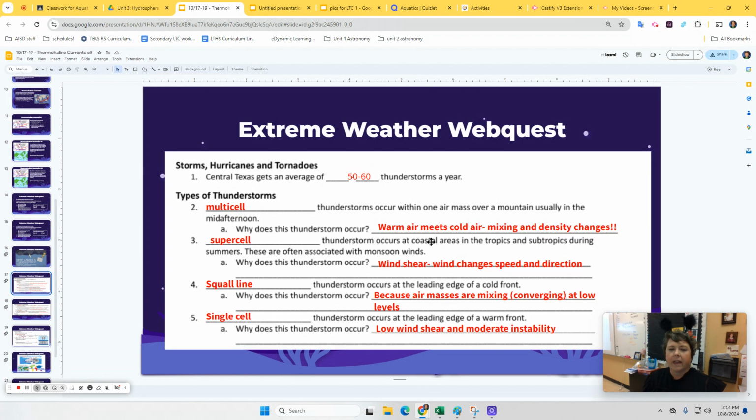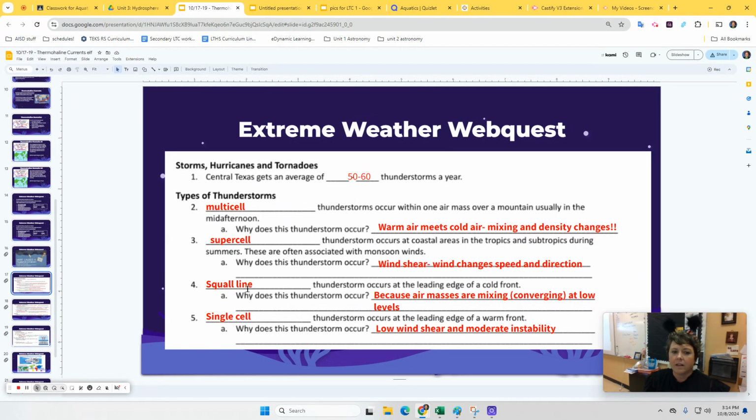Supercells, they occur at coastal areas in the tropics and subtropics, monsoon winds, and these thunderstorms occur because of wind shear. And this is when wind is changing speed and direction.